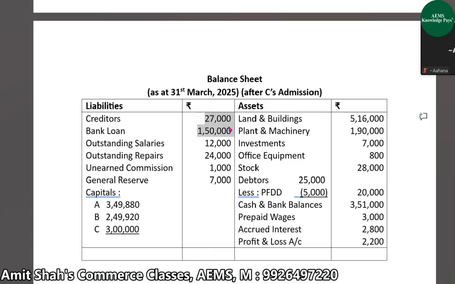The total here is 1,77,000, 1,89,000, 1,89,000, and 24, that is 11 and 13. So 2,13,000, 2,20,000.